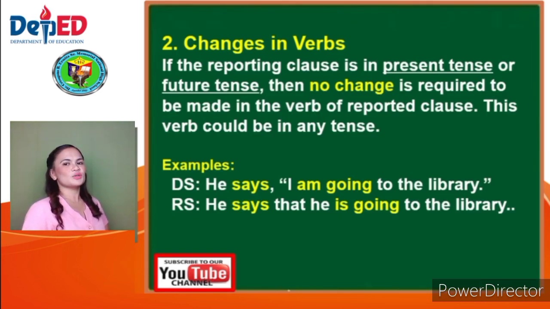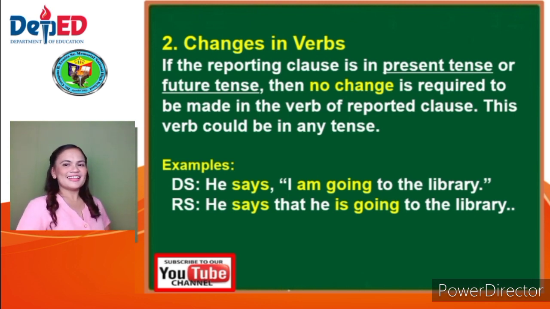In transforming direct to indirect or reported speech, the reporting verb greatly affects the verb in the reported clause. Remember, we have two parts in direct and reported speech: the reporting clause and the reported clause. In reported speech, if the verb in the reporting clause is in the past tense, the verb in the reported clause should also be in the past tense. And if the verb in the reporting clause is in present tense, the verb in the reported clause should also be in the present tense. In other words, the verb in the reported clause should always follow the tense of the verb in the reporting clause.